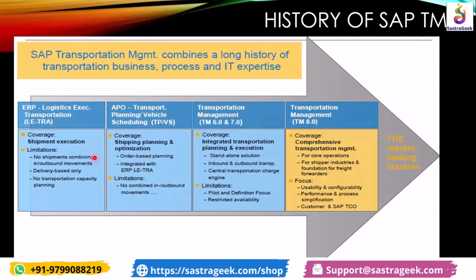So the solution SAP came up with was integrating LE with APO. APO was another module of SAP altogether. Have you heard about APO, the Advanced Planning and Optimization tool? Yes. Right. So this LE plus APO combination ran for a very long period of time and everything was sorted. But the problem is this particular solution was focused only on road transportation.